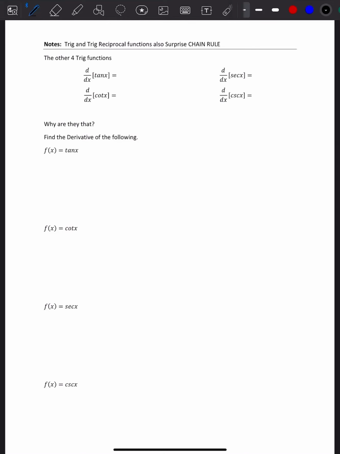So today we're going to be talking about trig and trig reciprocal functions, and also, surprise, it's chain rule time.